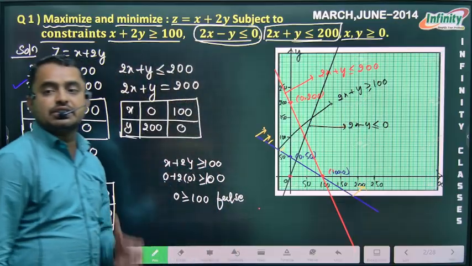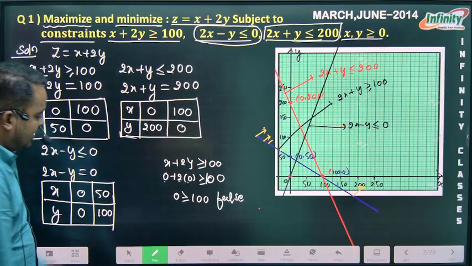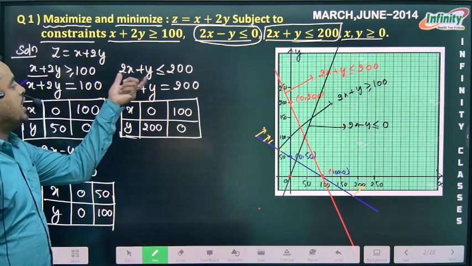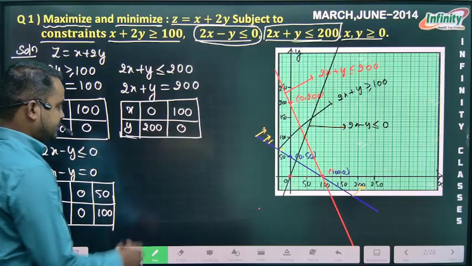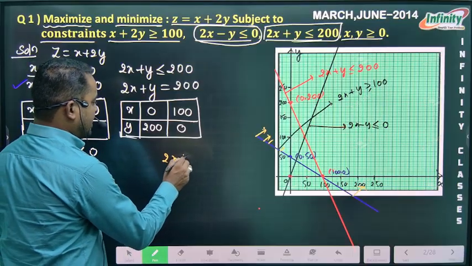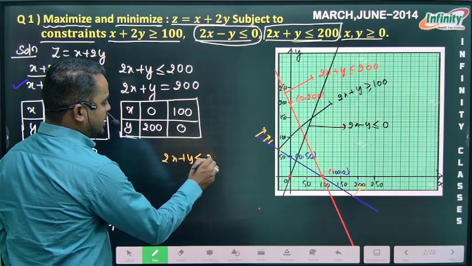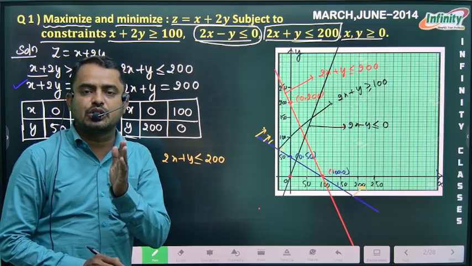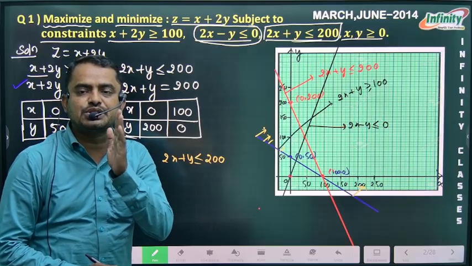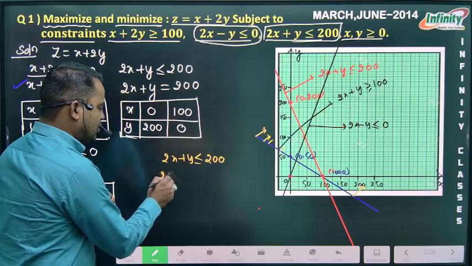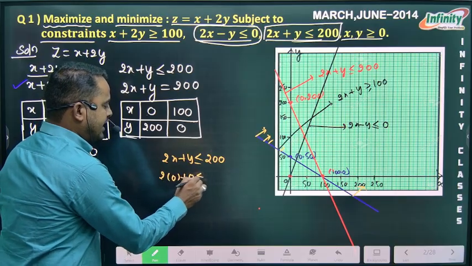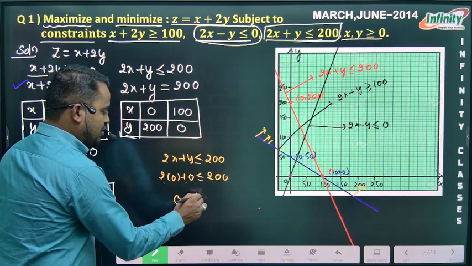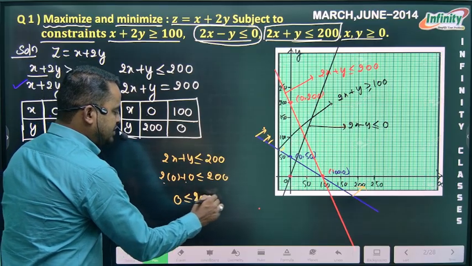Yes. Now the second condition, the second inequality, is what here? 2x plus y is less than or equal to 200. Here also, the testing point is 0, 0. We are using the testing point 0, 0. Put x = 0 and y = 0 and check the inequality here. 2 into 0, again 0 is less than or equal to 200. This condition is what? True.